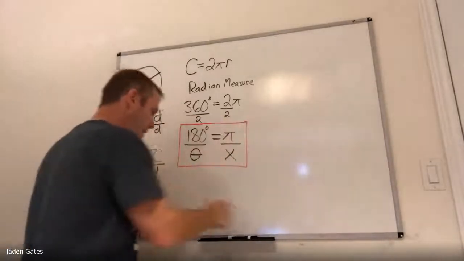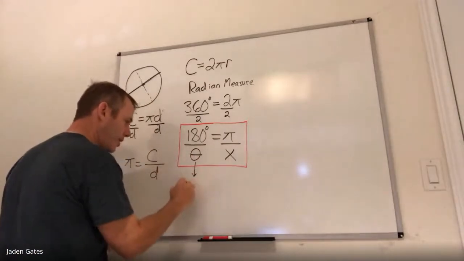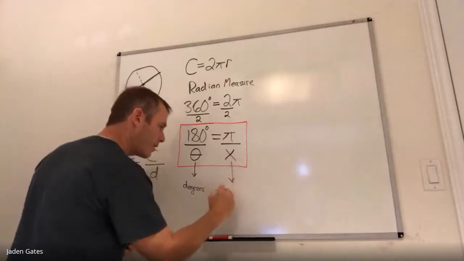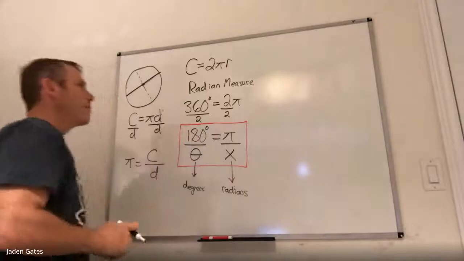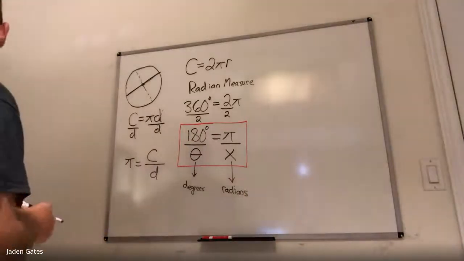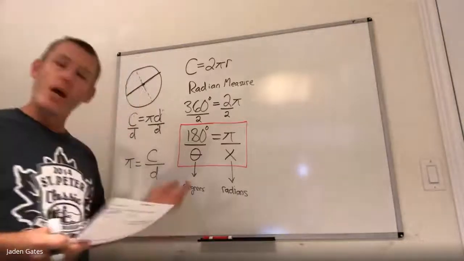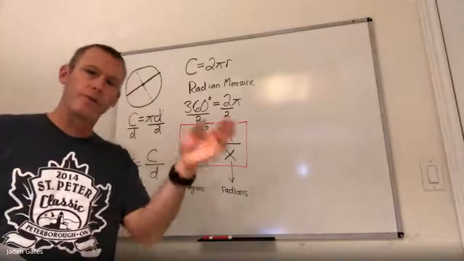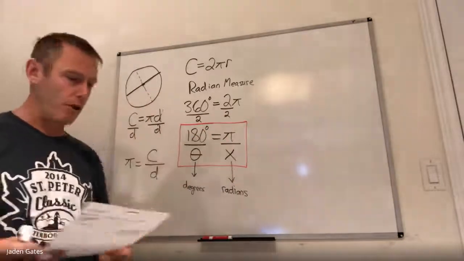All right. And again, theta is in degrees, and x is in radians. Again, radian measure. All right. So all we're going to do here for the first couple of examples is just convert. It's just like converting from a fraction to a decimal, decimal to a fraction. Same thing here. We're going from degrees to radians, radians to degrees. That's all I'm going to be doing.